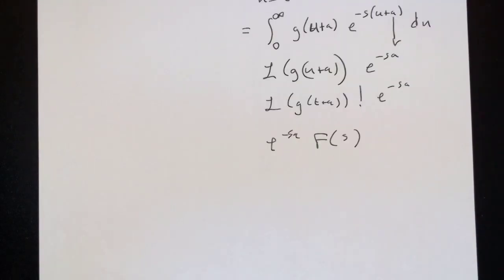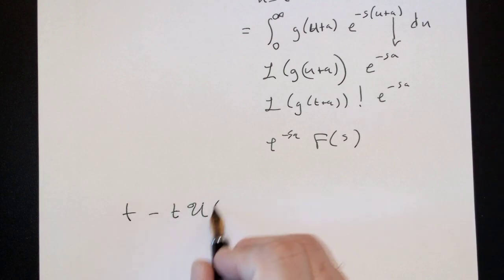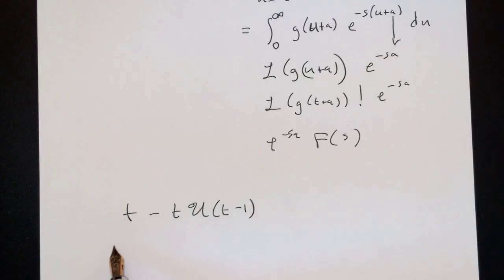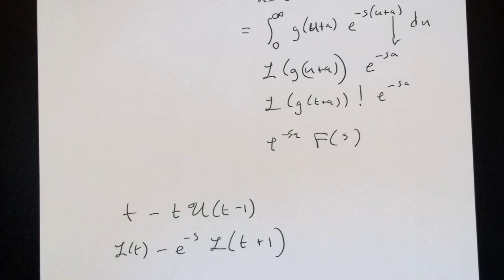So, what I could do with that t minus 1 is I could say what I'm going to do is I'm going to do the shift here. I'm going to say we take the Laplace transform of t, and then we do the e to the minus s, and we take the Laplace transform of, shift it over. We shifted the other way, right?